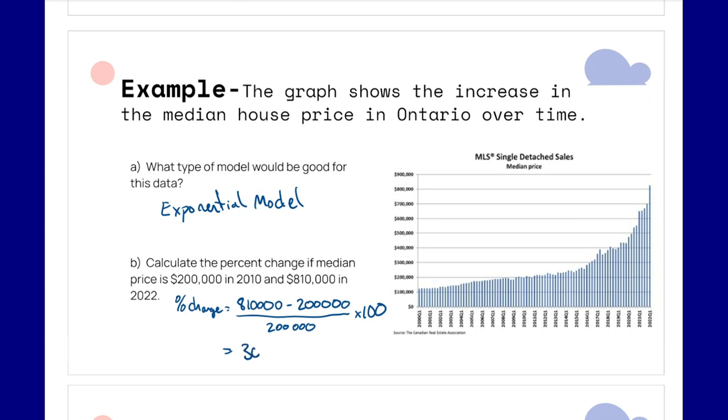So we get 305%. So the value of homes over the last 12 years, based off of this data, has increased by 305%. So the percent appreciation is 305%. So quite a drastic increase in value.